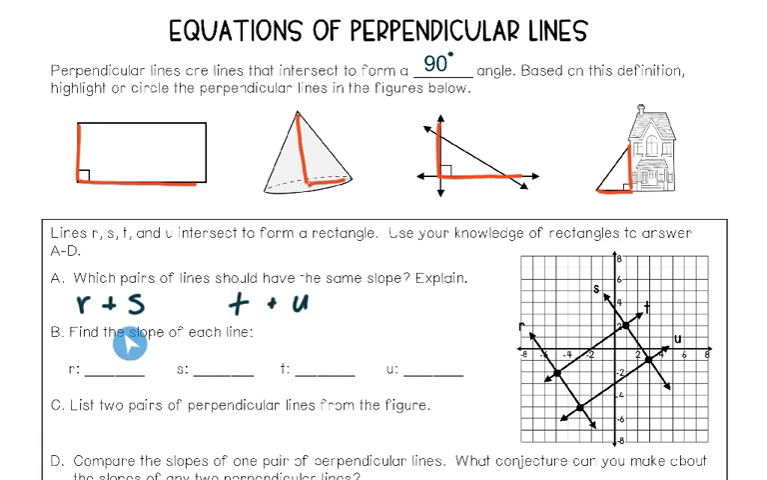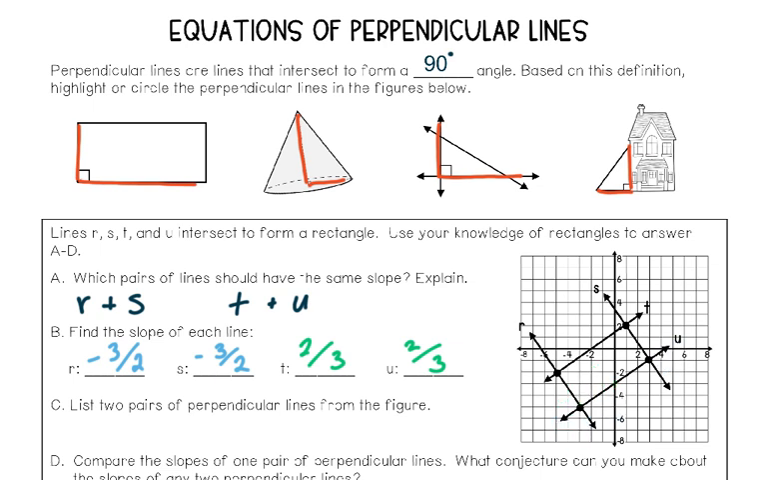R and S should have the same slope because those lines are parallel. T and U should have the same slope because those lines are parallel. Now let's actually find the slope of each line. For R and S, you only need to find the slope of one of those lines since they are parallel, and you can see that the slope is -3/2. On T and U, those lines have a slope of 2/3, and both are positive.